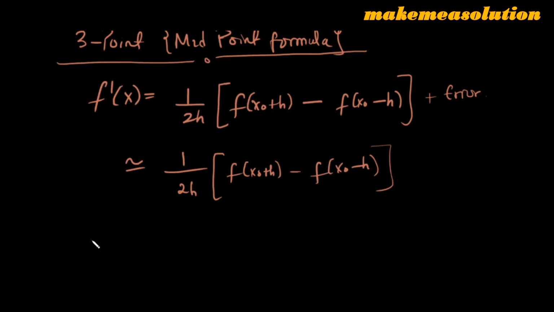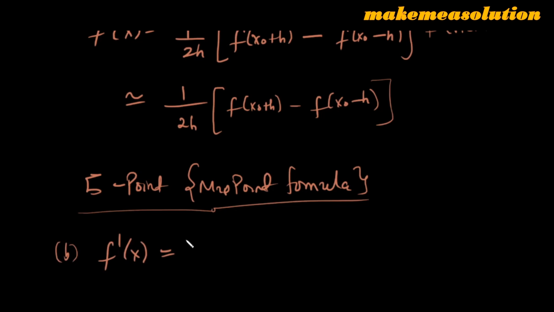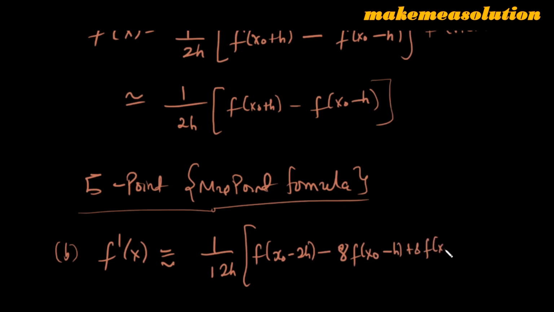Then there is also the 5 point midpoint formula. So if you want to solve for the 5 point midpoint formula, you're going to have that your f prime of x is going to be approximately, let me remove the error term, 1 all over 12h, and you now have f of x naught minus 2h, then minus 8 f of x naught minus h plus 8 f of x naught plus h, then minus f of x naught plus 2h. Okay, so this is the 5 point midpoint formula.